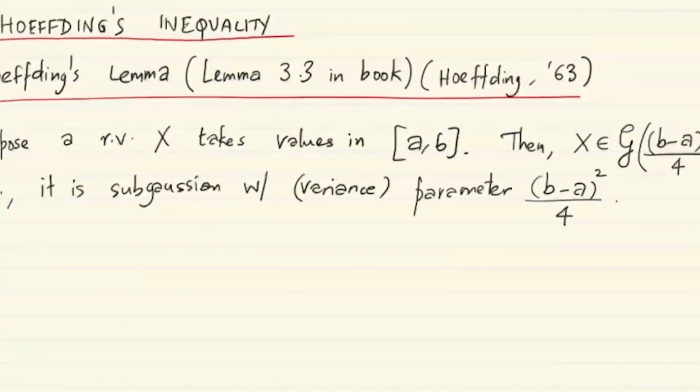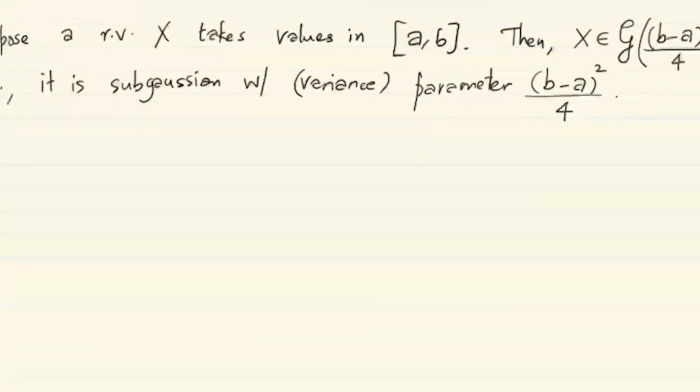So in order to prove Hoeffding's inequality, which we will show later, we first need an auxiliary result called Hoeffding's lemma. This is also Lemma 3.3 in the concentration inequalities book, and it dates back to the work of Hoeffding in 1963. So the lemma is rather simple to state. It says that if you have a bounded random variable, that means a random variable that takes values in an interval [a, b] with probability 1, then it is actually sub-Gaussian with the following variance parameter, which is (b minus a) the whole square by 4.